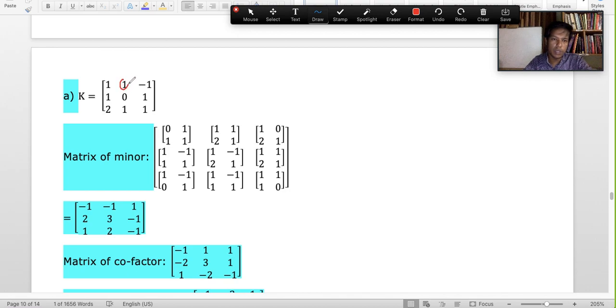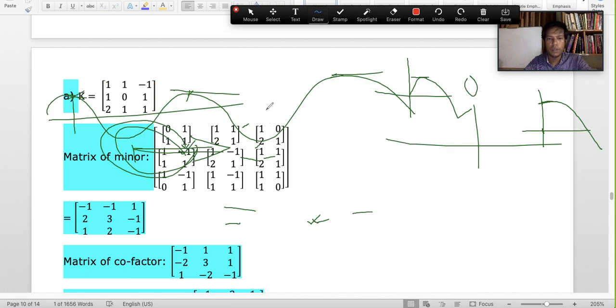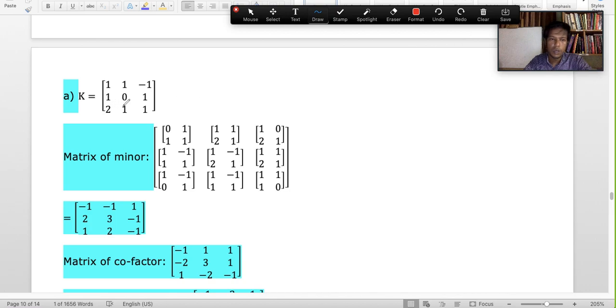Then when you consider this one, then this line and this line is cancelled out. So you have 1, 2, 1, 1. That's why 1, 2, 1, 1 is here. So when you work with this minus 1, then this line and this line cancel out. So you have the other numbers 1, 0, 2, 1. Suppose when you work with this number position, then this line and this line is gone. So 1, 1, minus 1, 1. This is how you get this matrix of minor.